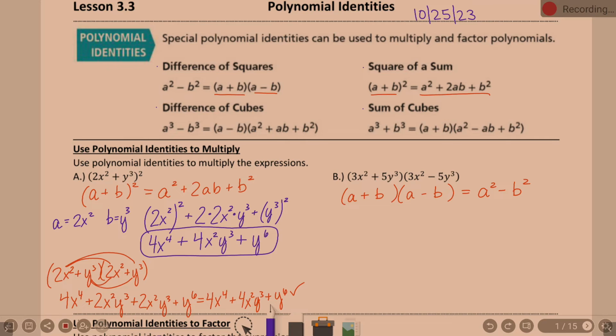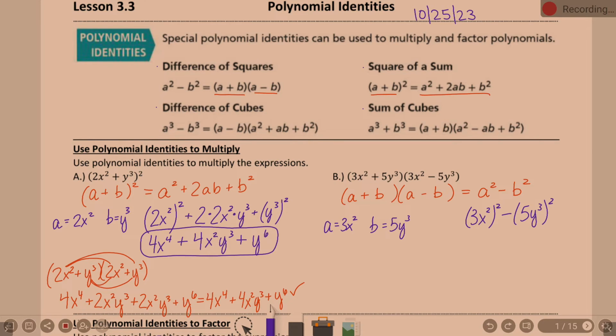Okay, well, what is our a here? In the position of a is 3x squared. What's in the position of b? 5y cubed. And that is the 5y cubed, isn't it? Now, with that in mind, you can just take the shortcut. When you multiply this out, it's going to be a squared minus b squared. So a, which is 3x squared, quantity squared, minus b squared, 5y cubed, quantity squared.